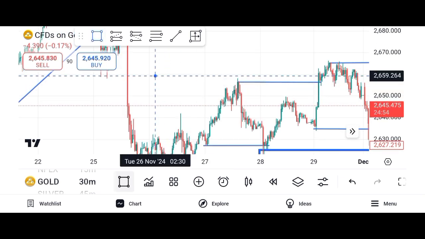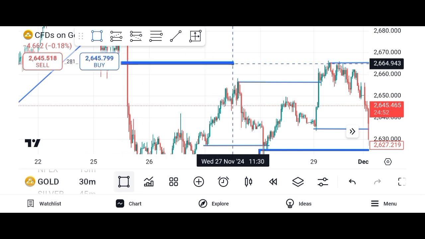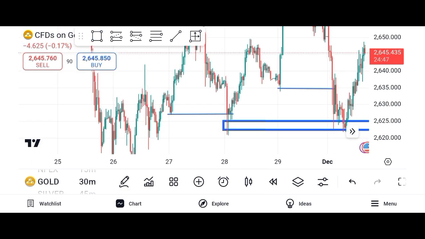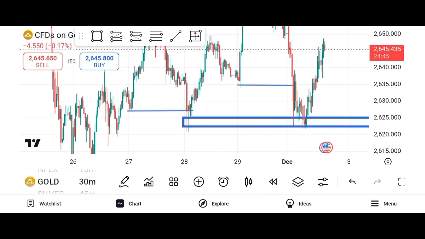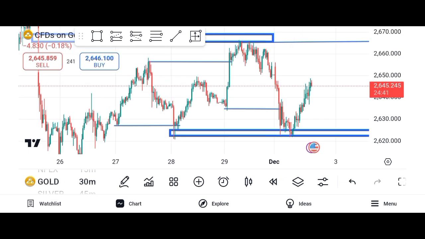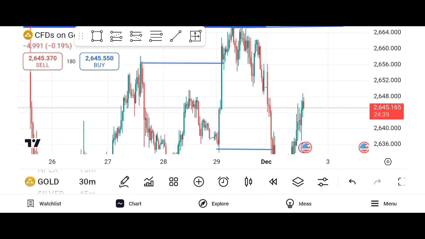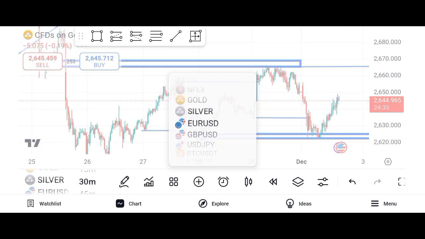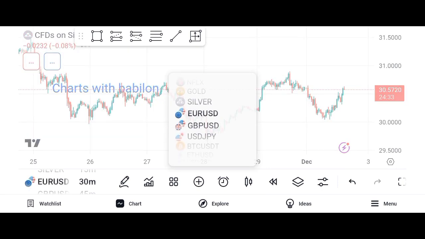So you can see market came to that FVG on the 30-minute time frame. After tapping into that FVG on the 30-minute time frame, it started retracing down to this point, and after that, market actually continued the original trend, which was the uptrend. So let's go over to another pair like EUR USD.